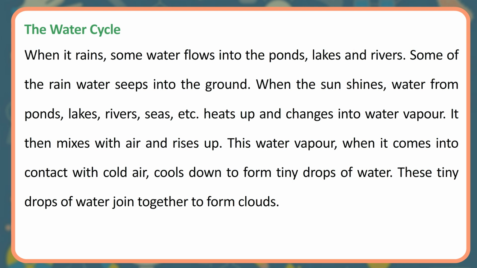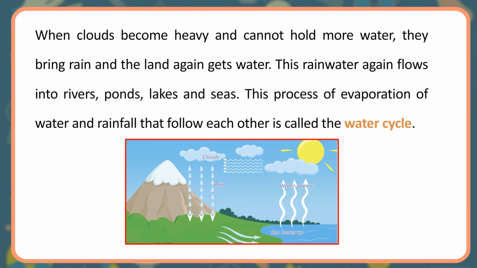This water vapor, when it comes into contact with cold air, cools down to form tiny drops of water. These tiny drops of water join together to form clouds. When clouds become heavy and cannot hold more water, they bring rain and the land again gets water. This rainwater again flows into rivers, ponds, lakes and seas. This process of evaporation of water and rainfall that follow each other is called the water cycle.